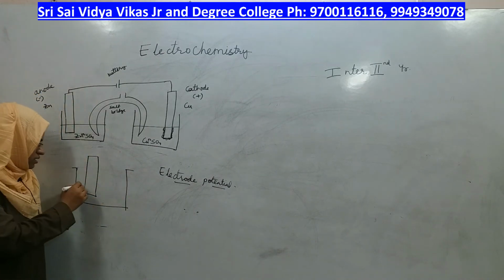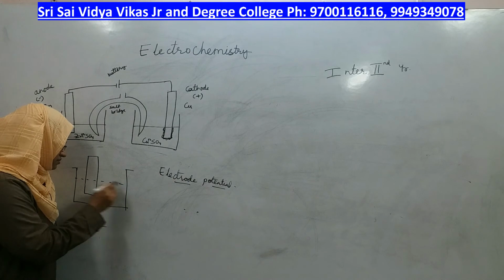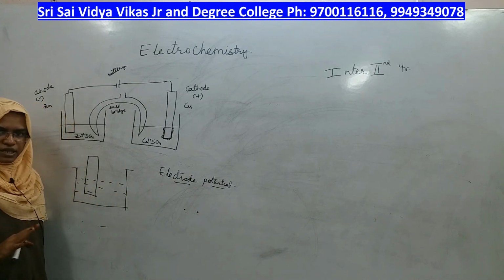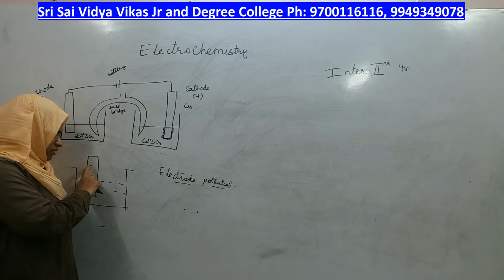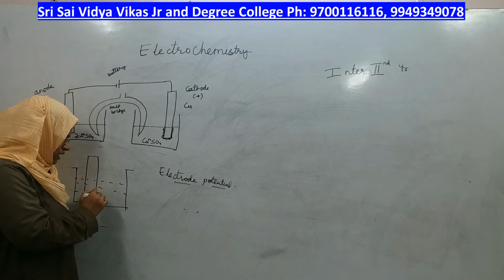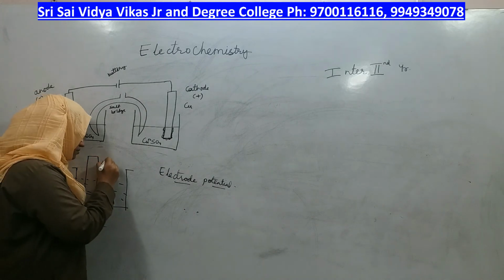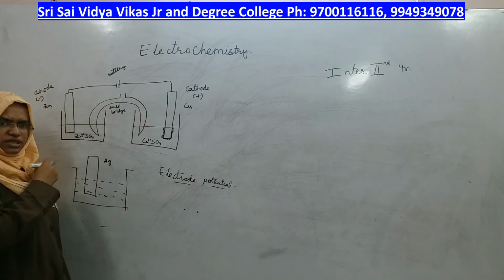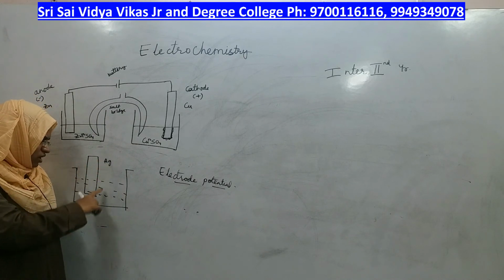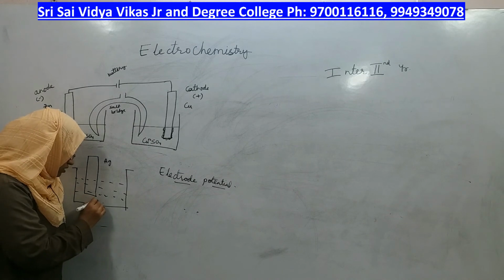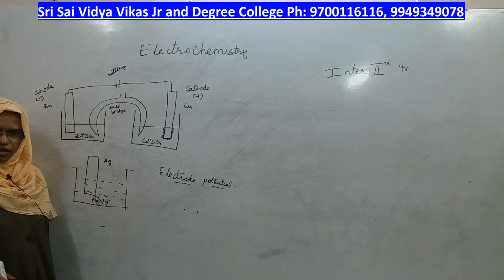Let us see. Whenever a metal rod is dipped into a solution of its own ion, the metal rod can be silver, copper, or zinc. Let me take silver as an example here. If a silver rod is dipped into a solution of its own ion, what is the solution of its own ion? Silver nitrate, Ag plus NO3 minus.